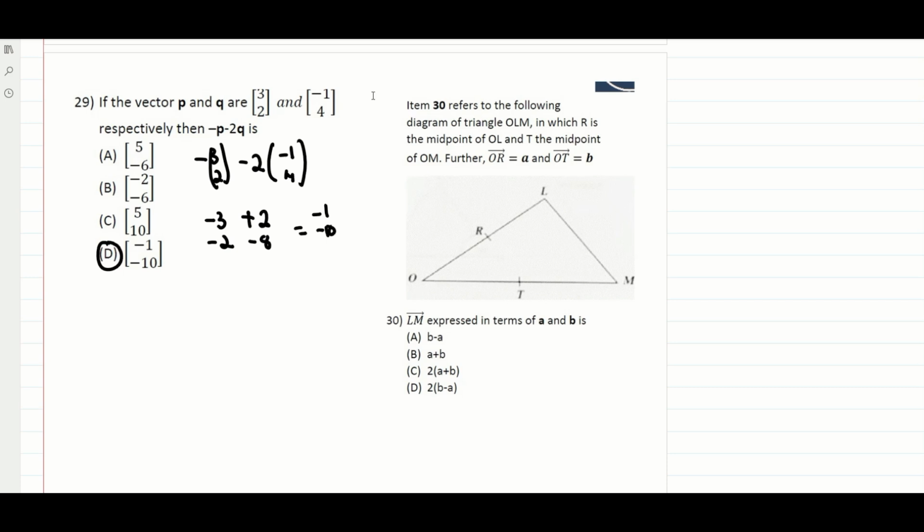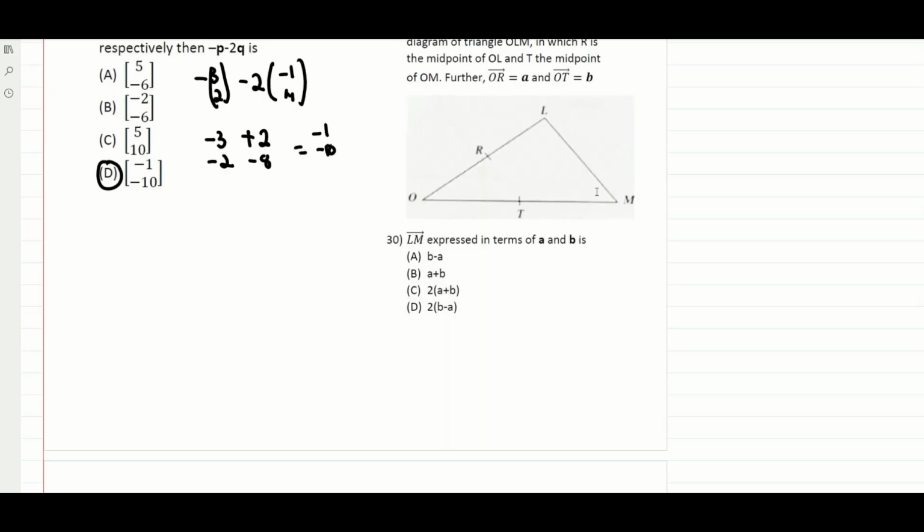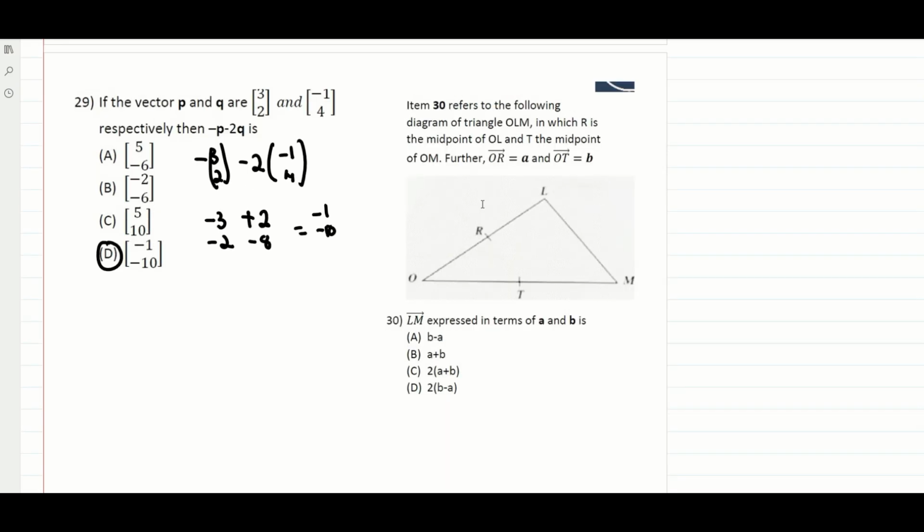Alright, item 30 refers to the following diagram of the triangle OLM, in which R is a midpoint. We just now did this question. Right, what is LM? Oh, no, this was the same triangle, but different things. So they told you that OR is A, so therefore RL is also A. OT is B, so therefore TM is also B. Because R is a midpoint of OL, OR would be equal to RL. And T is a midpoint of OM, so OT would be equal to TM.